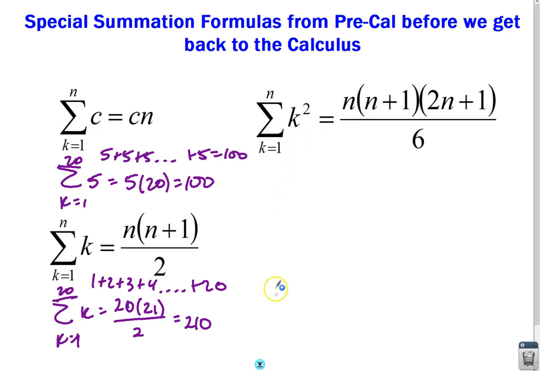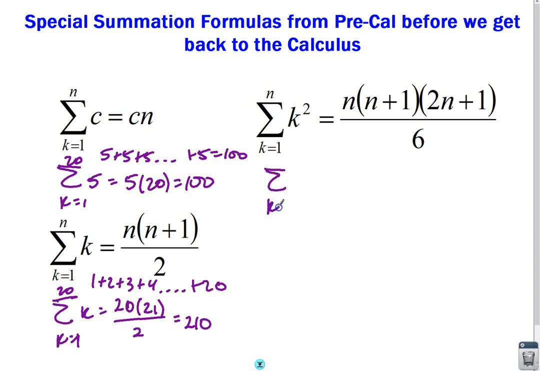Another one, I don't have a good mathematical logic behind this one that won't take more than 30 seconds. So I'm just going to tell you that for k squared, you have n times n plus 1 times 2n plus 1 all over 6. Looks kind of gross, but it's really not that bad to work with.